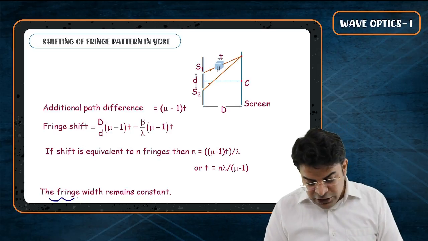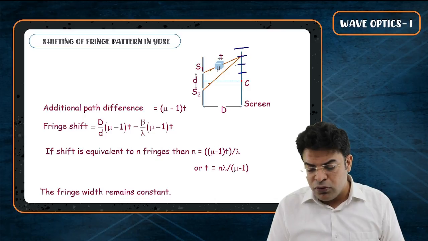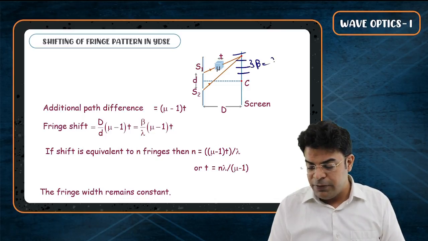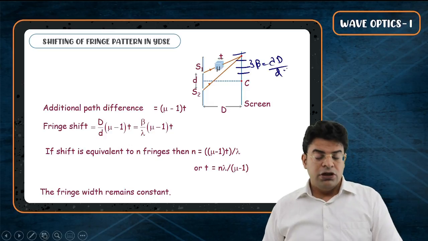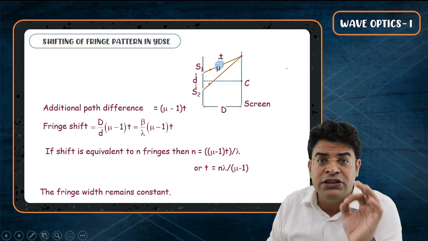But the fringe width remains the same. It means that still the separation between two consecutive bright or two consecutive dark fringes will be beta, and that will be equal to lambda D by d. So by placing a slab in front of one of the slits, we can't change the fringe width.